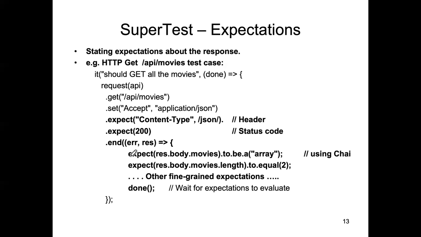Whereas these expectation statements are using the Chai library. And again, you'll see this in the lab. But this is normal Chai stuff, which we've seen before. I'm just digging into the actual response body. In this case, because I'm sending a GET request to API/movies, the response body is going to be an array of movies. That's what I'm doing here. I'm checking, is it an array? What's the length of the array? That kind of stuff.